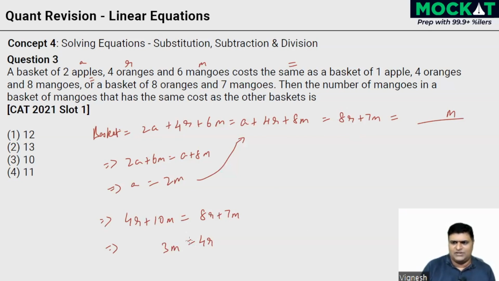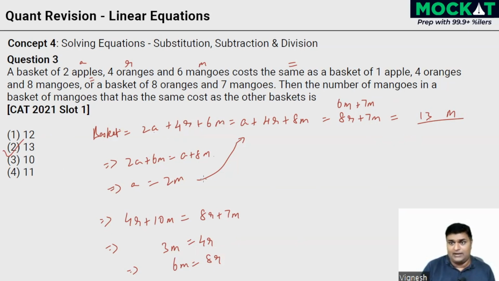If 4R equals 3M, then how much is 8R going to be? Double of this, 6M. That's it. So if 8R equals 6M, I can replace this with 6M. And I say 6 mangoes along with 7 mangoes, a total of 13 mangoes. 13 mangoes cost price is going to be the same as this, and so on. So 13 becomes the answer over here, right?